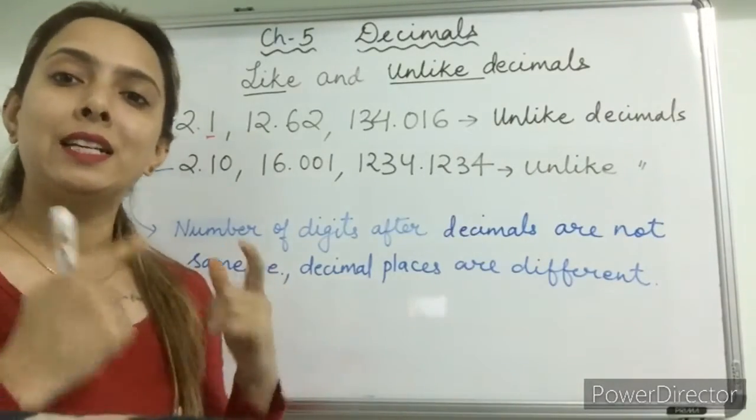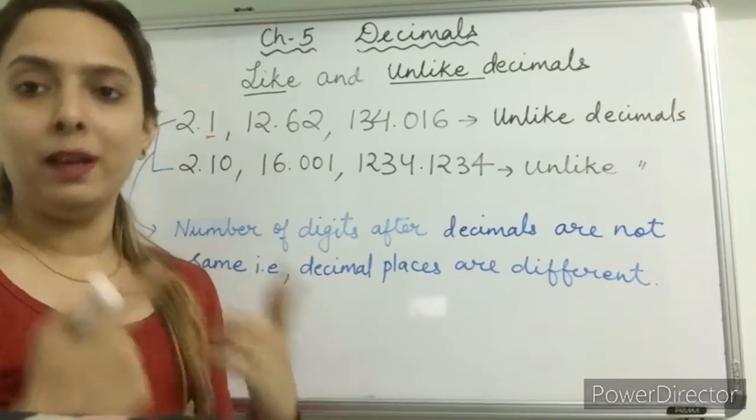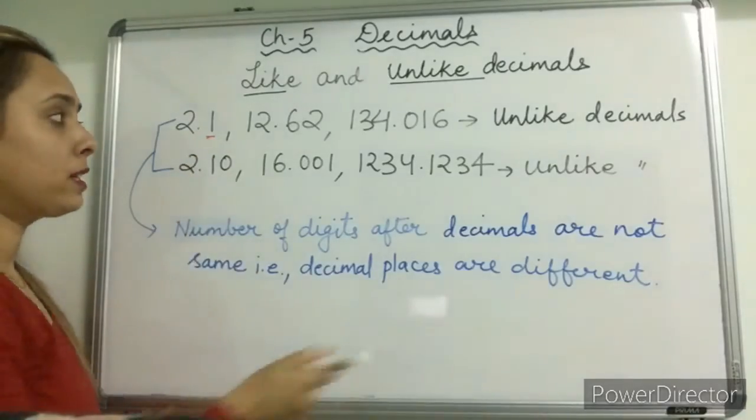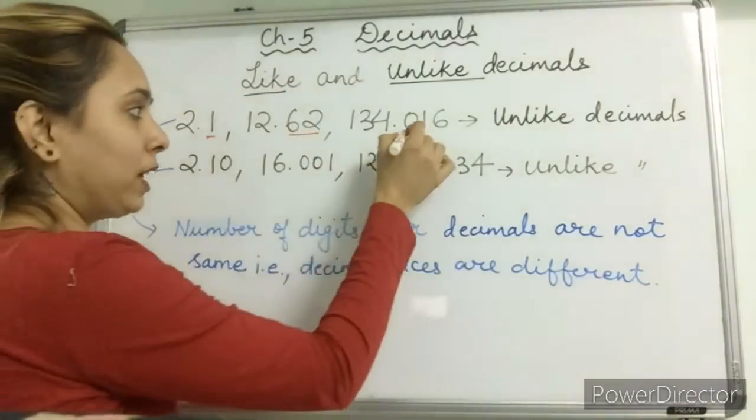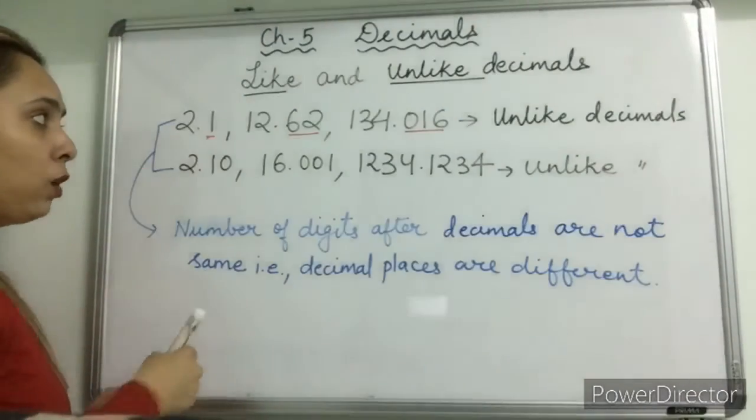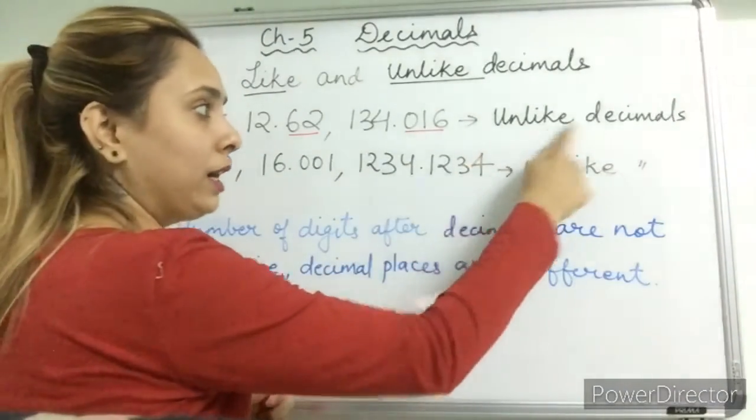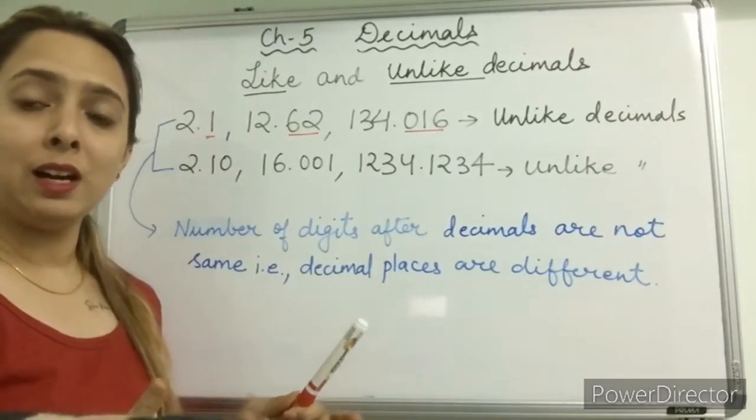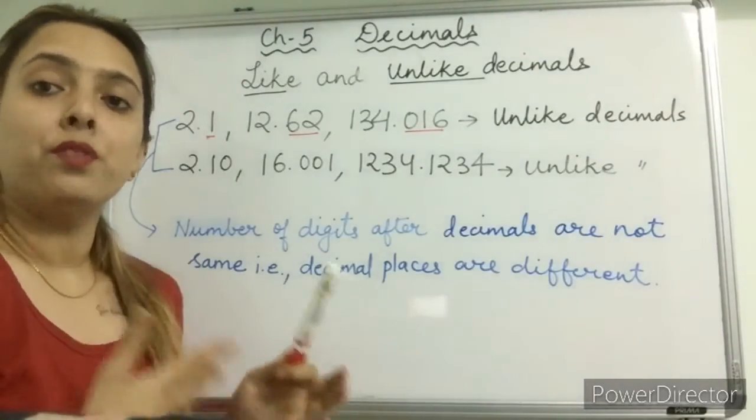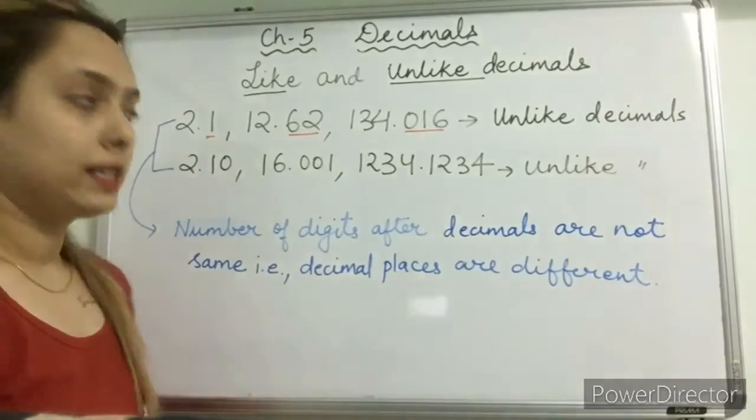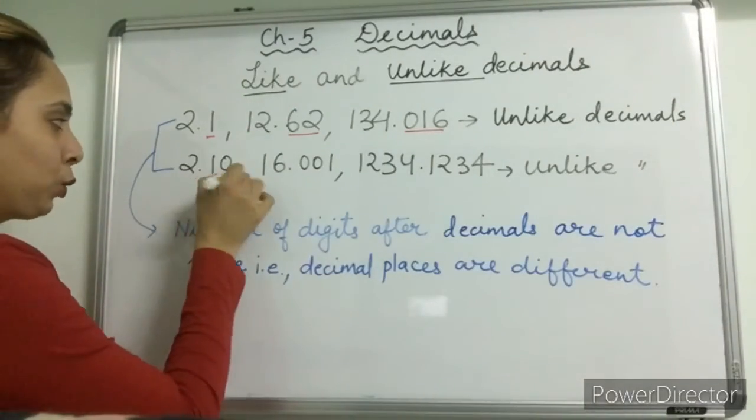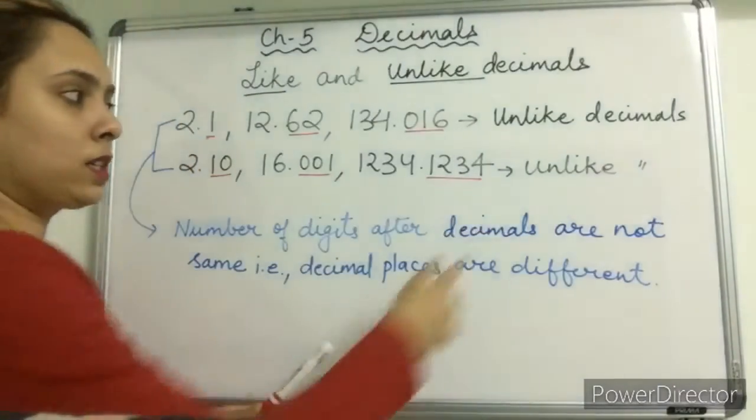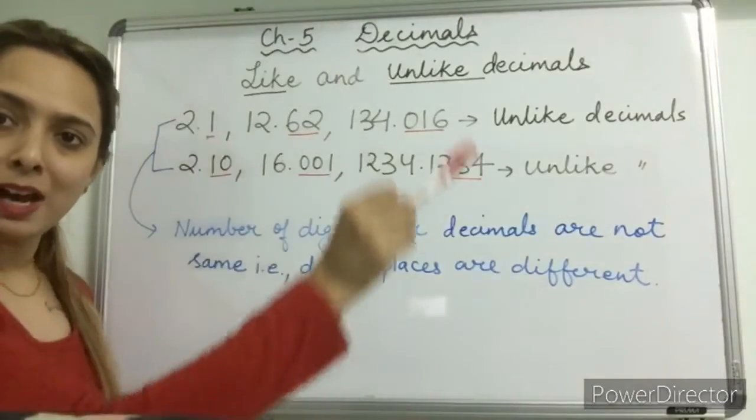Only the decimal places have a role in it. So here we have only one decimal place, here we have two decimal places, here we have three decimal places. So all these numbers are unlike decimals because the number of digits after the decimals is not the same. The same goes with this: two decimal places, three decimal places, four decimal places. So all these decimals are unlike.